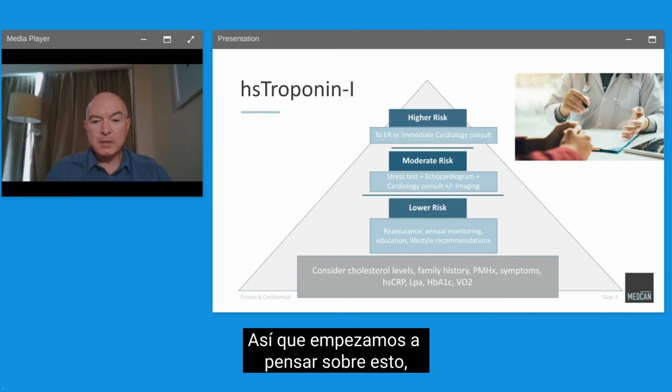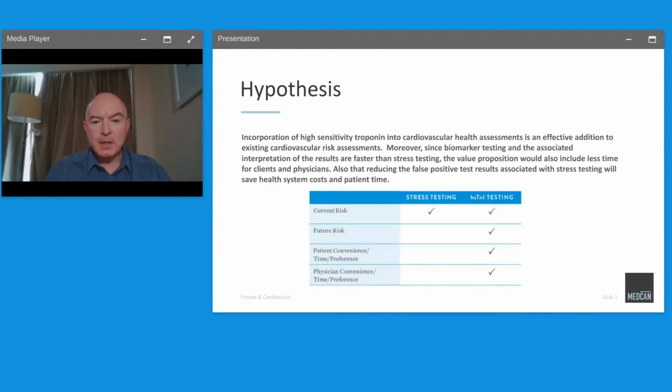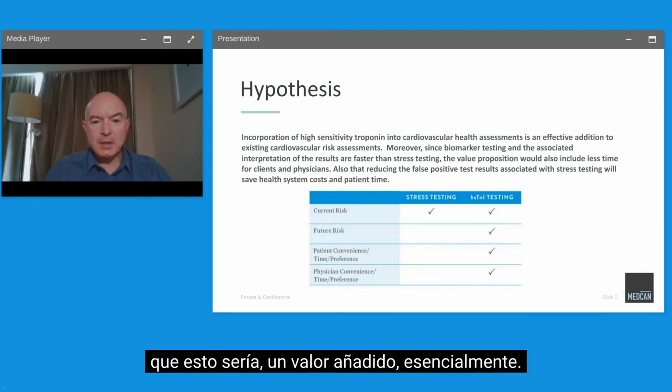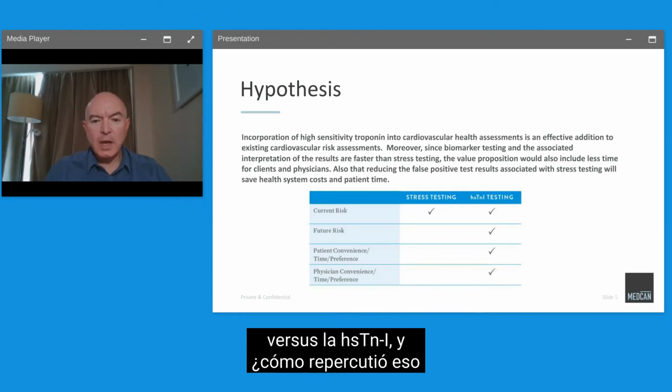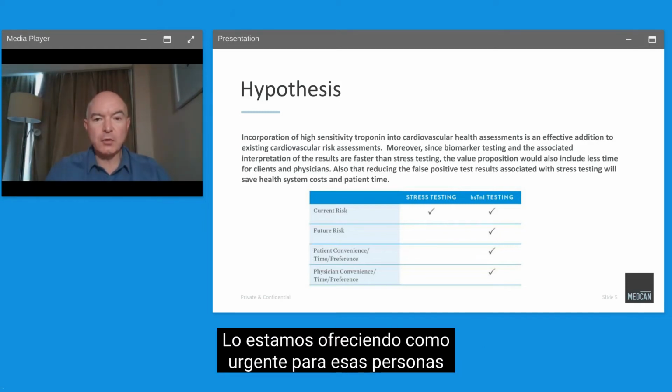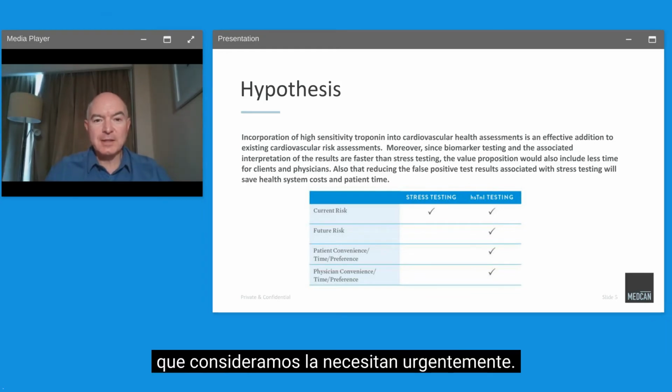And so what we started to do is think about this in these different ways, these different categories, with the initial hypothesis that this would be a value add, essentially, and looking at stress testing versus HS troponin I, and how that shook out over this year of the pandemic. And I'll jump ahead to the punchline here. The punchline is it's been so successful that we haven't actually gone back to exercise stress testing in any sort of screening capacity. We are offering it as an urgent option for those people that we feel have an urgent need for it. But that was our initial hypothesis: how does this new blood sample compare to exercise stress testing?